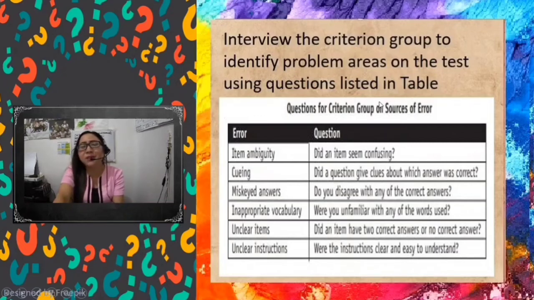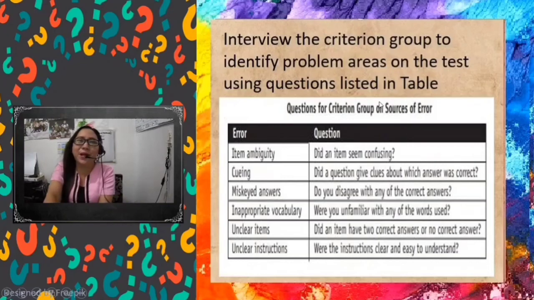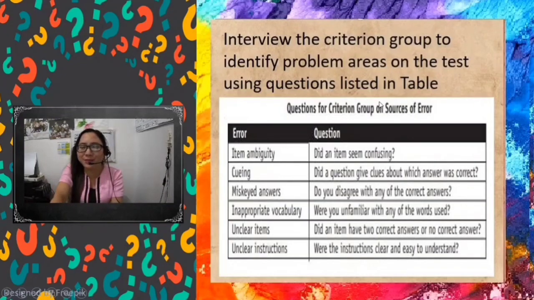And there are some instances where a question doesn't have an answer, or has one or two possible answers. Next is unclear instructions, where the instructions should be clear and easy to understand. Maybe the trainees were not able to answer the test item because they did not understand the instruction. Most probably, if the instruction for items 1 to 10 is just one instruction for those 10 items, that will definitely result in a failing grade.